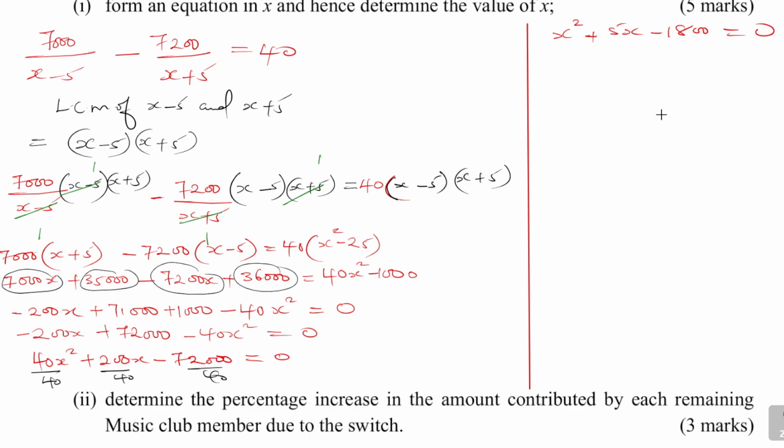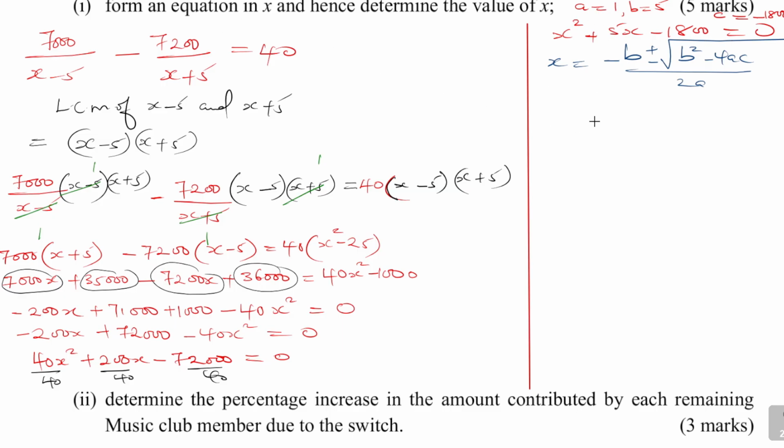Now from here, you can use any suitable method to solve for x. You can use factorization method or use the quadratic formula. I prefer to use the quadratic formula. This is the quadratic formula that I'm writing here. You only need to identify what is A. So according to this one, A is 1, the coefficient of x squared, B will be 5, and then C will be negative 1800.